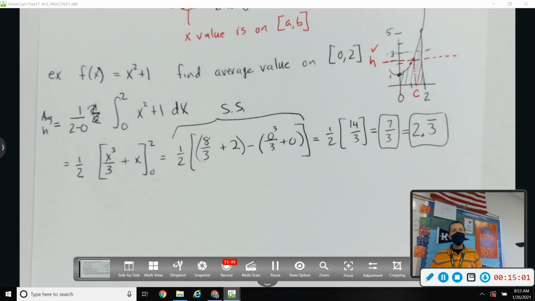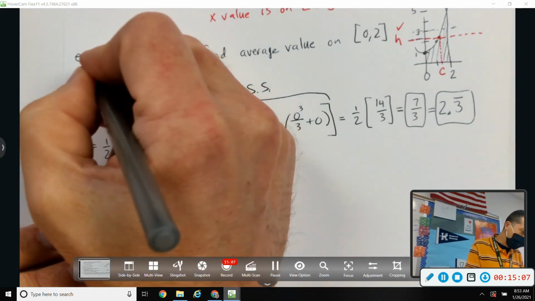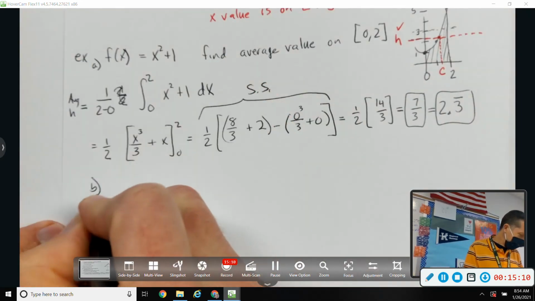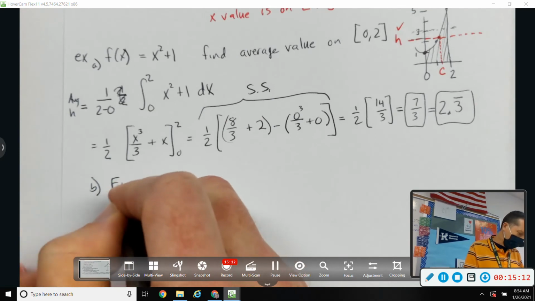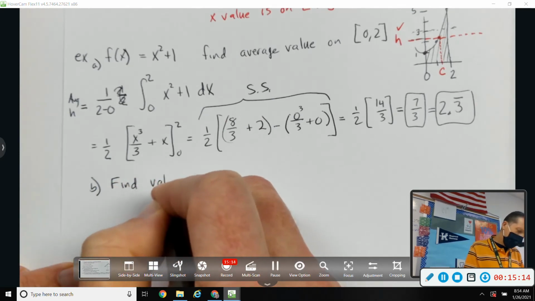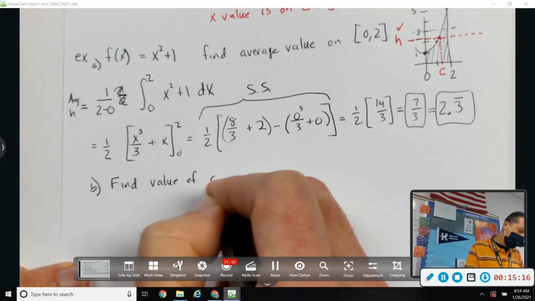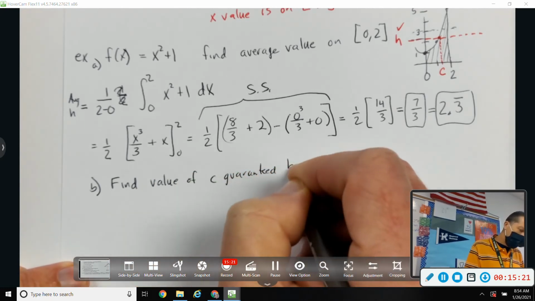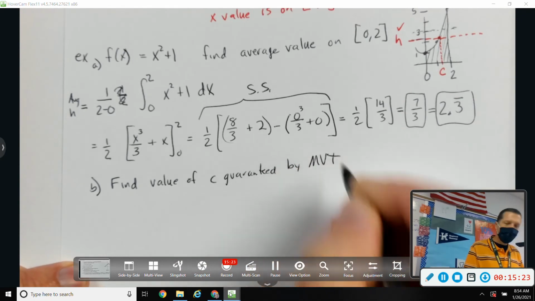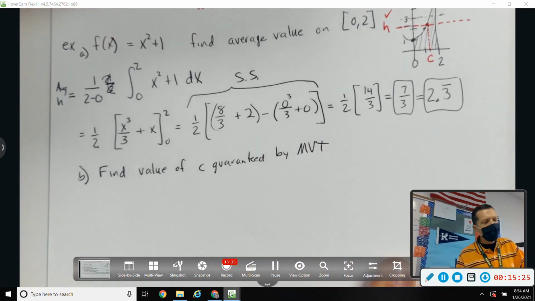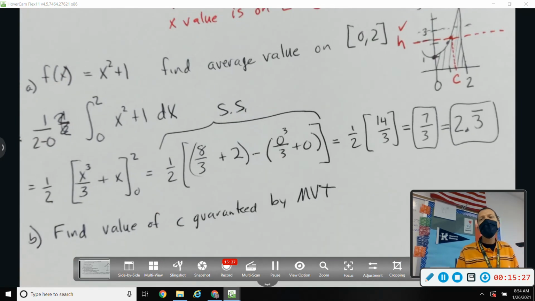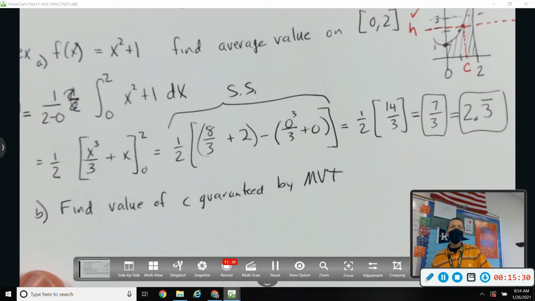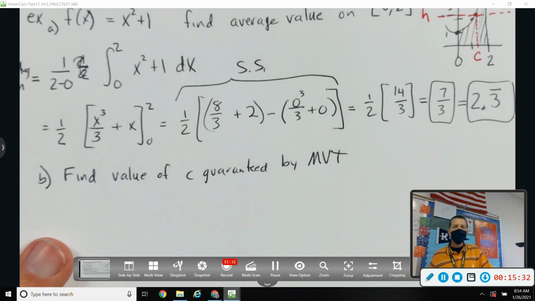Well, it was above 2, so I mean the x value is going to be more than 1, but I don't know how much more than 1. Oh, we're guessing again? 1.3. Okay. Alright. Find value of C guaranteed by the mean value theorem. So fancy talk, it just means, well, where does that happen? You found the average height. What's the x value that goes with that average height?